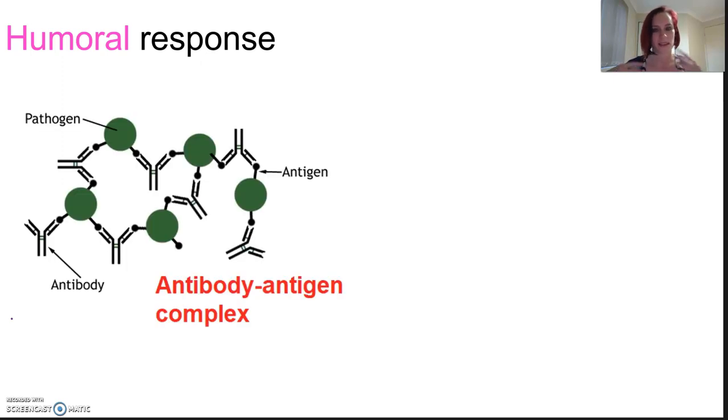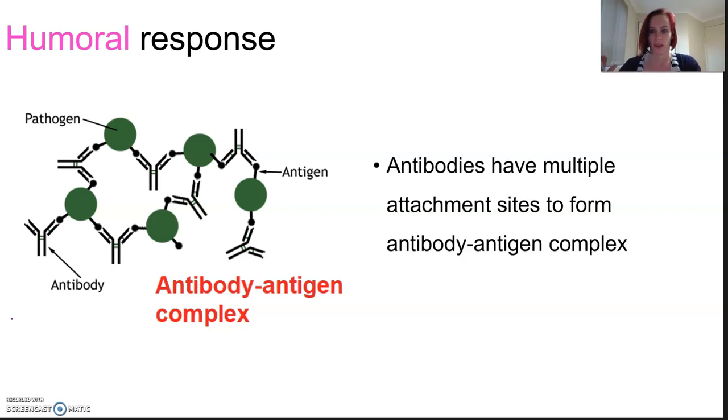And the antibodies that are out circulating have multiple attachment sites. So they hold on to two different bits of antigens and they can then clump and form this antibody-antigen complex. The antibodies are free-floating, so they're floating around the blood and they bind to all these antigens, and it leads to so many different outcomes, okay?